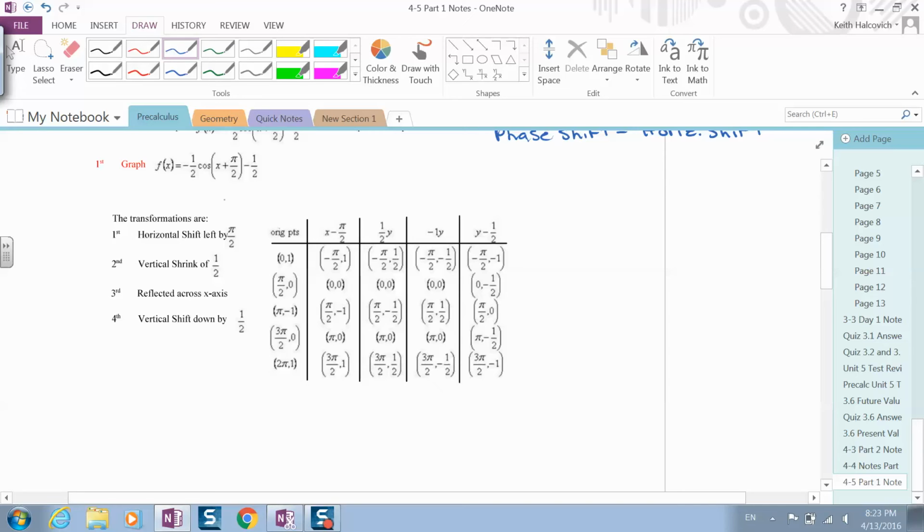There's a horizontal shift left by pi over 2 because it's plus pi over 2. There's a vertical shrink of 1/2. There's a reflection across the x-axis because of the negative sign. And there's a vertical shift down by 1/2 because of the minus 1/2. So if you make your chart with the original points, and here I did the chart for you already, you'll see that the points you end up with are listed in this last column.